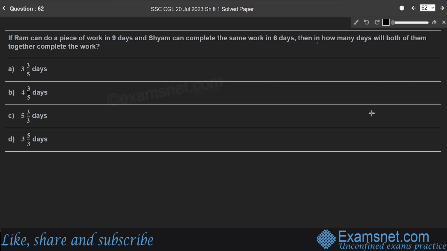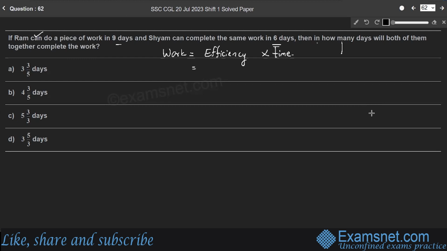Question 62. If Ram can do a piece of work in 9 days and Sham can complete the same work in 6 days, then in how many days will both of them together complete the work? Here, students, we are using the simple concept of work, which is equal to efficiency into time. Right? Here we use 1 day work.